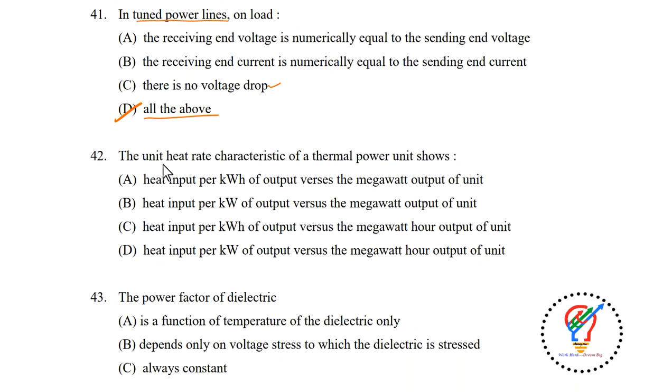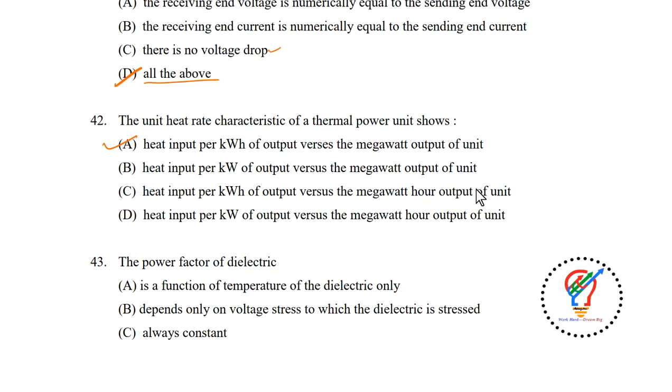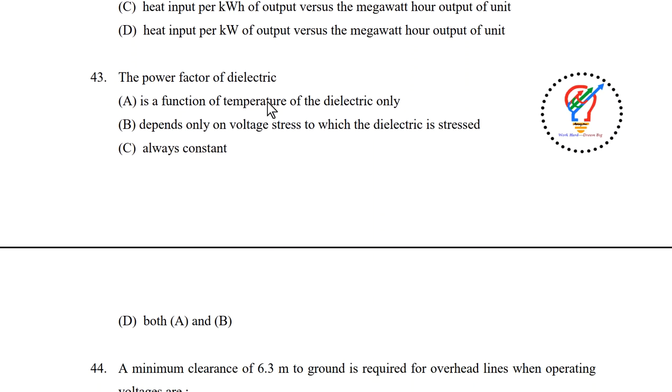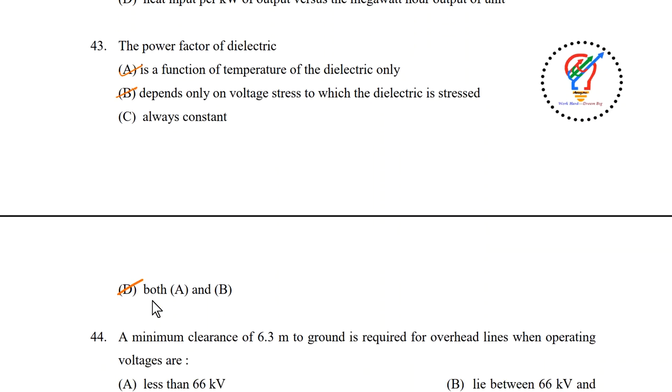Next one, the 42nd question. The unit heat rate characteristic of a thermal power unit shows heat input per kilowatt hour of output versus the megawatt output of the unit. So the answer is A here. Next one, the power factor of a dielectric depends upon: it is a function of the temperature of the dielectric, and it also depends on the voltage stress to which the dielectric is stressed. So both options A and B are correct. So the answer is D here.